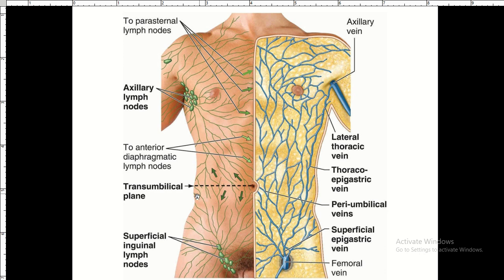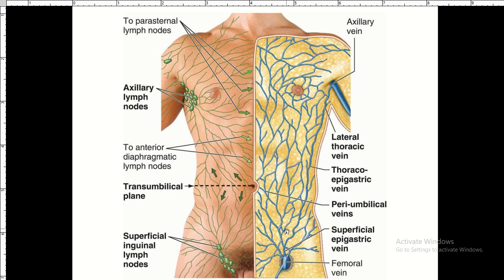To the back, we make a demarcation based on the iliac crest. So above the iliac crest, the skin will drain into the axillary lymph node, specifically to the posterior axillary lymph node, and then below the iliac crest, which is the skin of your buttocks, will drain into the superficial inguinal lymph nodes.